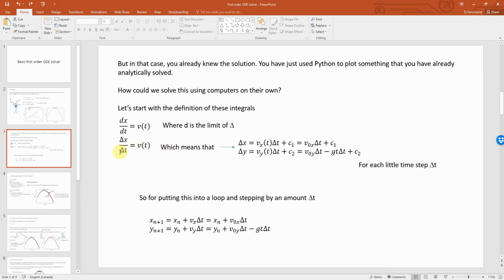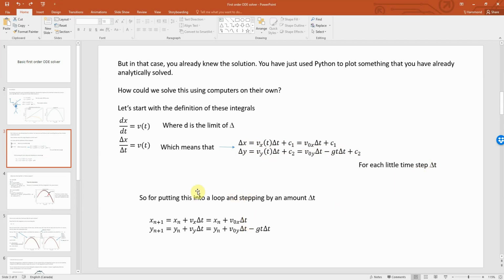But you can directly solve for this, as delta x will be v of t times delta t, as we have here. So delta x is vx of t times delta t. Of course, because we've integrated by doing this, there has to be some kind of constant. There could be some original position, and same thing with delta y. But vy is going to be v naught y minus g t, times delta t for each little time step of delta t.